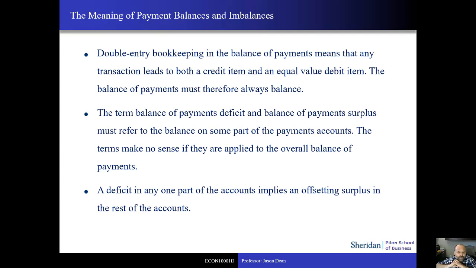So let's talk a little bit more about payment balances and imbalances. So basically with this balance of payments, we're using a double entry bookkeeping system. And this means that any transaction will lead to both a credit and an equal value debit. Okay, so the balance of payments must therefore always balance. The terms balance of payments deficit and balance of payments surplus must refer then to only the balance on some part of the payment accounts, not the entire thing, okay? Because the entire thing should balance to zero. The terms make no sense if they are applied to the overall balance of payments. So a deficit in any one part of the account implies an offsetting surplus in the rest of the accounts.